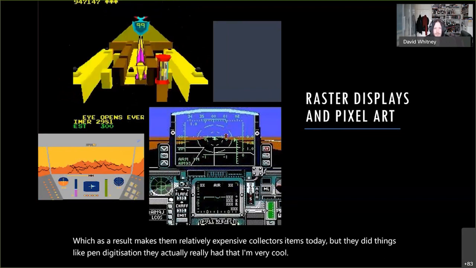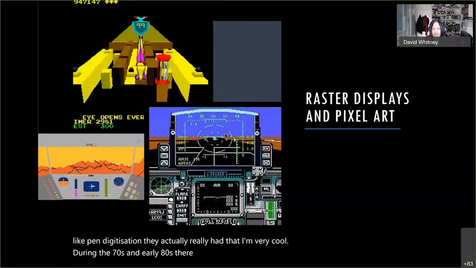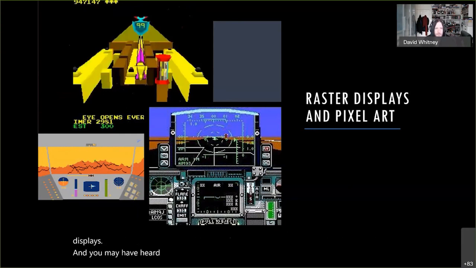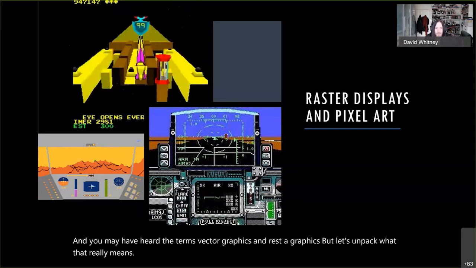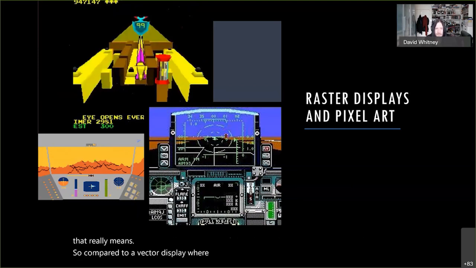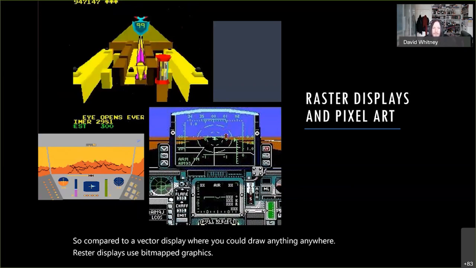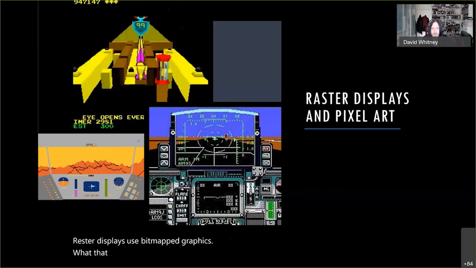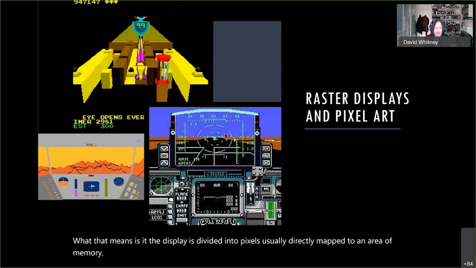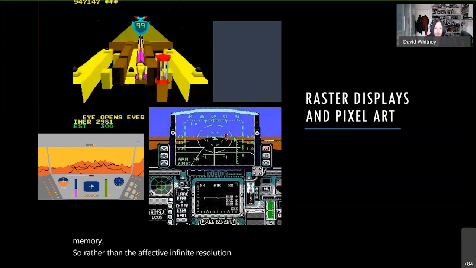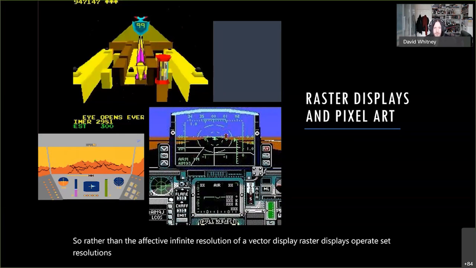During the 70s and early 80s, there was actually this broad shift towards raster graphics displays. And you may have heard the terms vector graphics and raster graphics, but let's unpack what that really means. So compared to a vector display where you could draw anything anywhere, raster displays use bitmapped graphics. What that means is that the display is divided into pixels, usually directly mapped to an area of memory. So rather than the effective infinite resolution of a vector display, raster displays operate at set resolutions. You've all used them. You're literally using them right now. They're the screens you know and love.